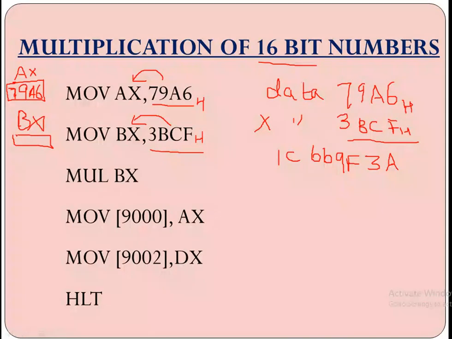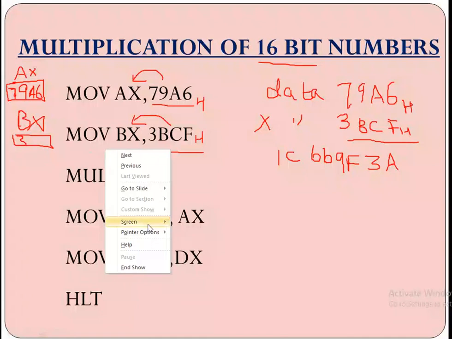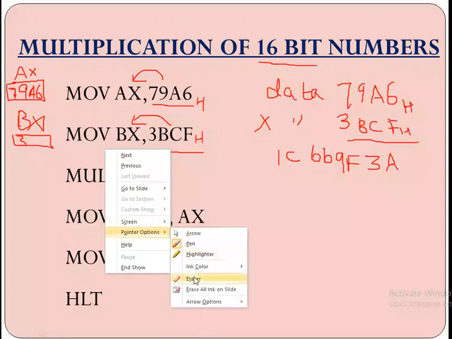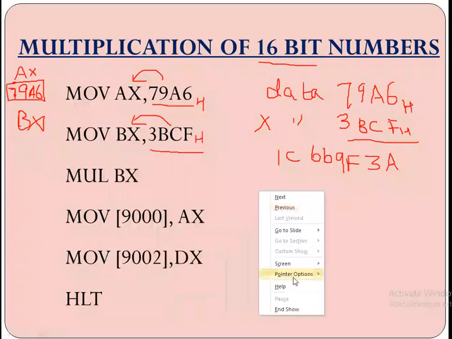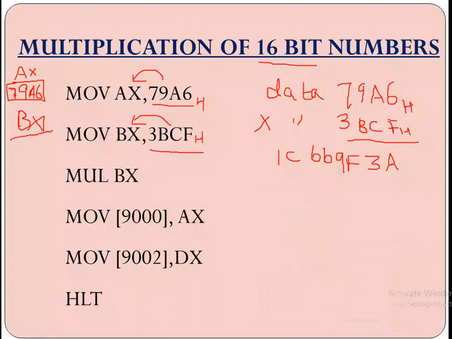So in BX, what data will be stored now? 3BCF. This data will be stored in BX. So after this, I have taken two data.